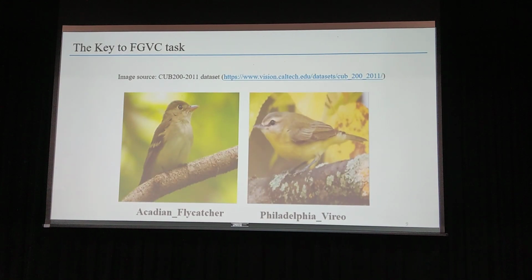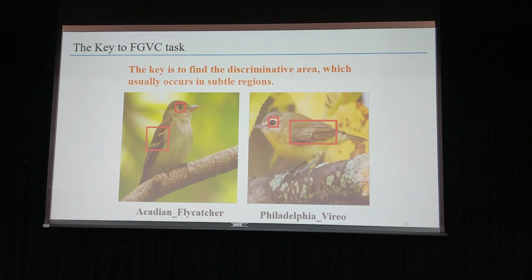Okay, so how can we accurately classify fine-grained classes? Here are two pictures from the CUB-200-2011 dataset. They are very similar. Let's think about how we recognize them. We need to identify the discriminative local areas, such as the area around the eyes or patterns on the wings. These discriminative features often help with classification.